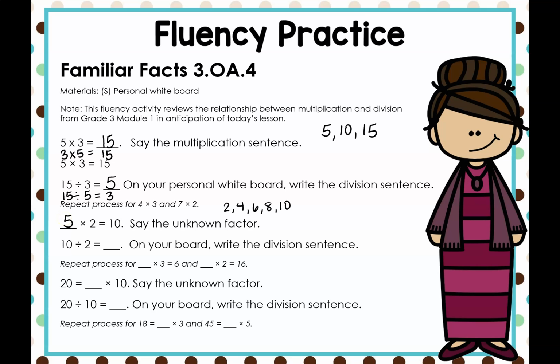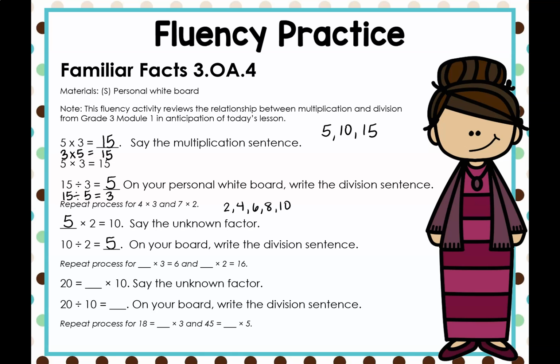Okay, now using our fact family, which is 5, 2, and 10, look at the division sentence. 10 divided by 2 equals blank. Well, which number from our fact family is missing? 5. So those two sentences are related because they use the same fact family. Okay, now let's look at the one at the bottom.